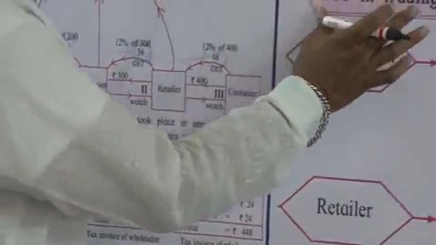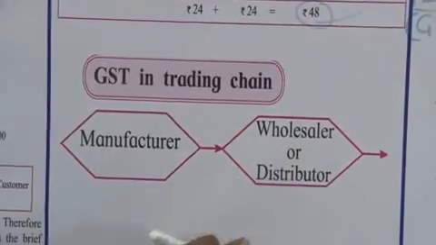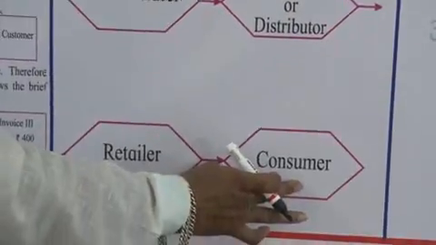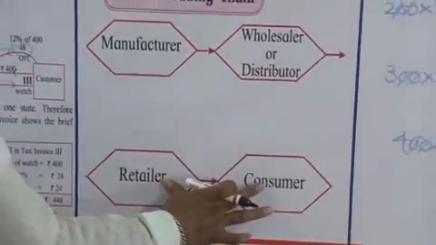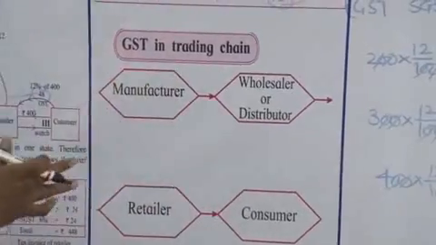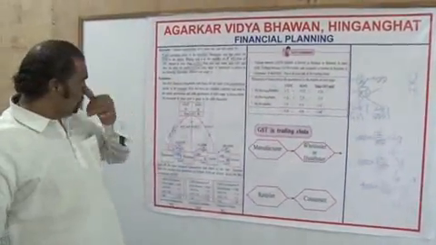This is the GST trading chain: manufacturer, wholesaler to distributor, retailer to customer. This is the first chain, this is the second chain and this is the third chain. And in this way, the GST chain occurs in your transaction.